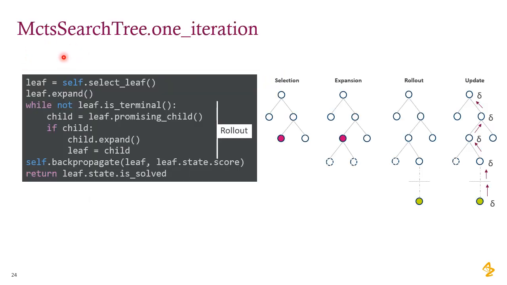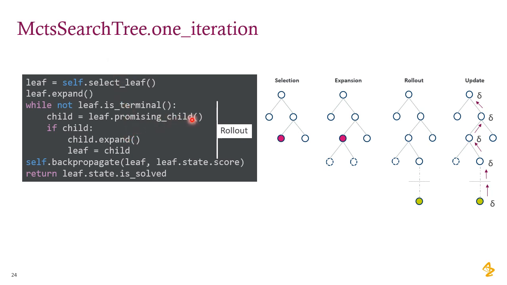So now we have done the first two lines of the one iteration method here. We have looked at the selection, and we have looked at the expansion. At the end of the expansion, we have a Monte Carlo node with a list allocated for children, but those children are not instantiated.